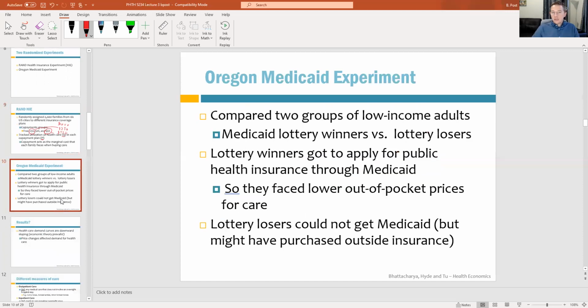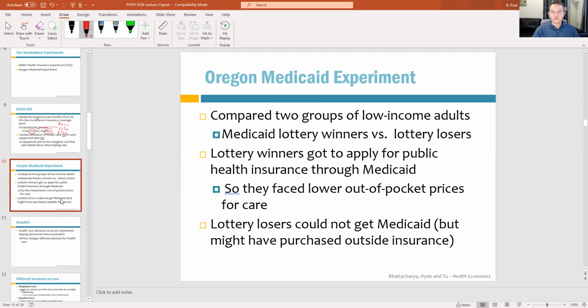By contrast, the Oregon Medicaid experiment was a bit different. They compared a couple of groups of low-income adults because that's who became eligible for Medicaid under the Affordable Care Act expansion. It was targeted towards lower-income adults, so that's the study population we're looking at here. And they looked at Medicaid lottery winners compared to lottery losers. So Oregon created this lottery, and if you got a high likelihood number, then you were offered healthcare coverage, and if you did not, then you were not offered healthcare coverage.